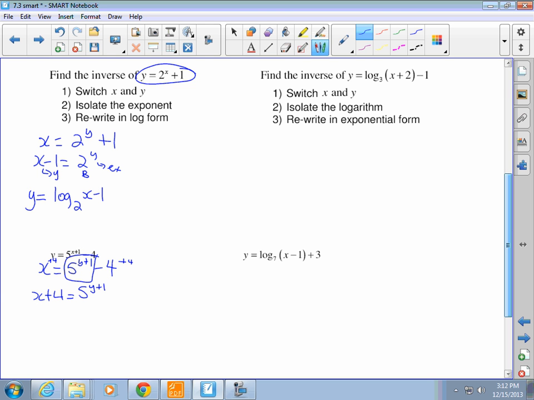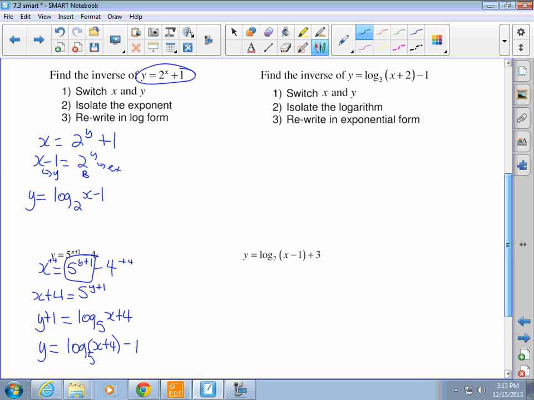If I write this as a log now, I would have y plus 1, that's my exponent, is equal to log base 5 of x plus 4. Now this isn't done because I need to have that y all by itself, so I would be subtracting 1. So I'd have y is equal to log base 5 of x plus 4, and you put that in brackets, minus 1. Because otherwise you'd have x plus 4 minus 1, which would just be x plus 3, which isn't the same thing.